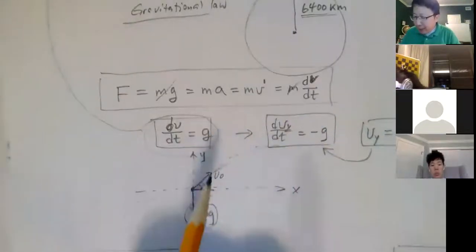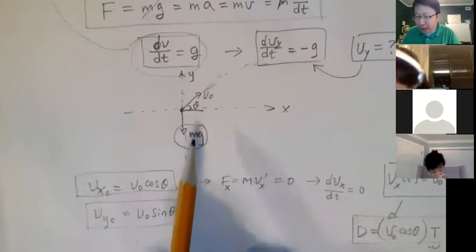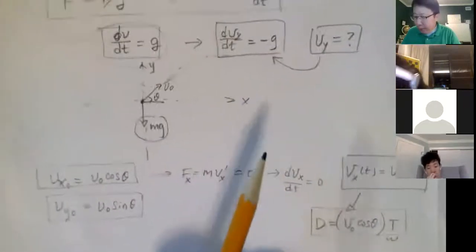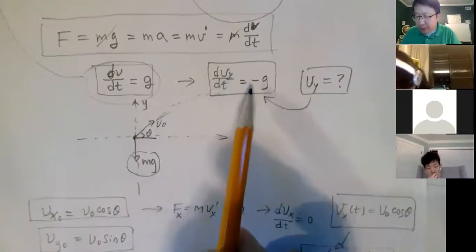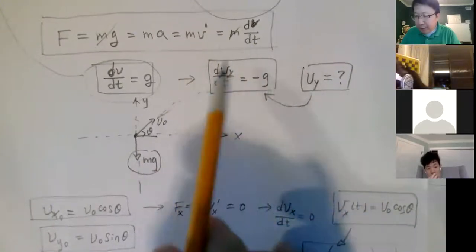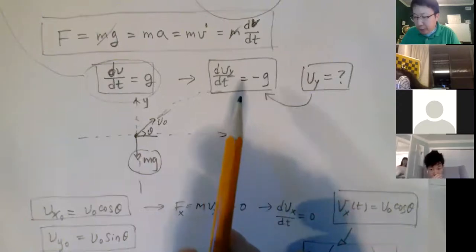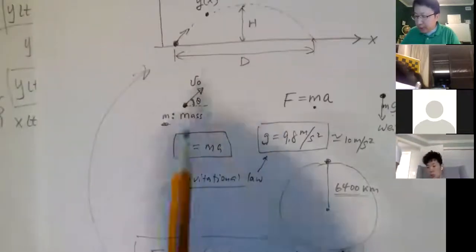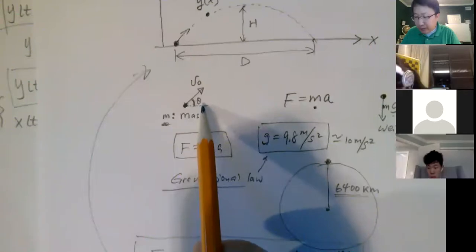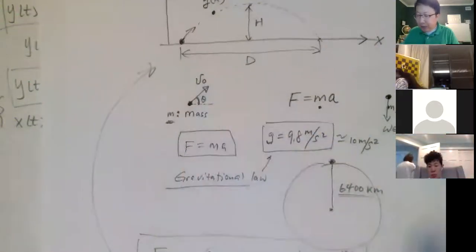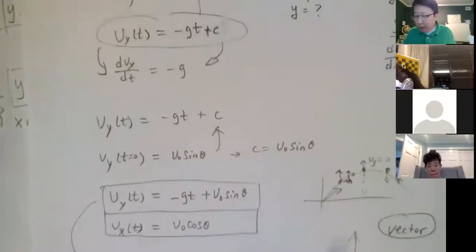starting with the simple second law of F equals ma, and because the only force is weight along the negative y direction, therefore we know the y direction velocity's derivative is minus g. That's the only formula we have. dvx/dt is zero because in the x direction there is no force. Combined with the initial condition that the vertical velocity is v0 sine theta and horizontal is v0 cosine theta at t equals zero, that's all we need to know, and then we can quickly derive all those without much challenge.